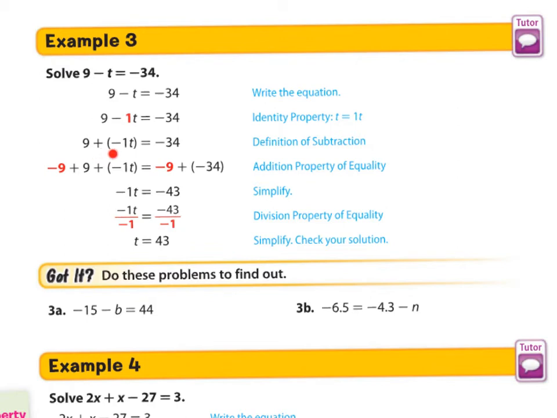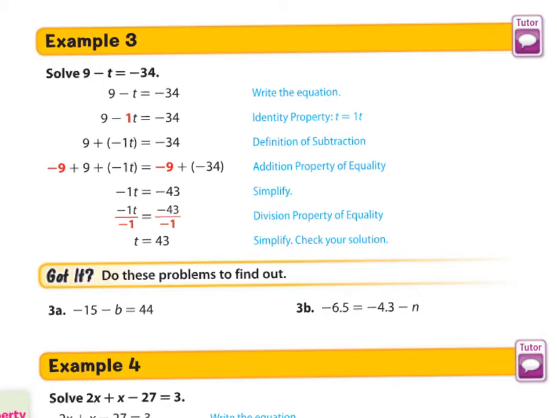It seems a little longer, but we do it this way, okay, so that we can get rid of the negative t. And now I have my 9 still. I have to subtract 9 from both sides to get rid of that 9. And you know that a negative and a negative on this side makes a bigger negative. So now I have negative 1t equals negative 43. Divide both sides by negative 1, and t equals 43.